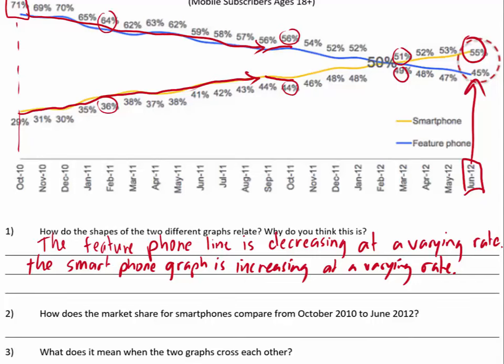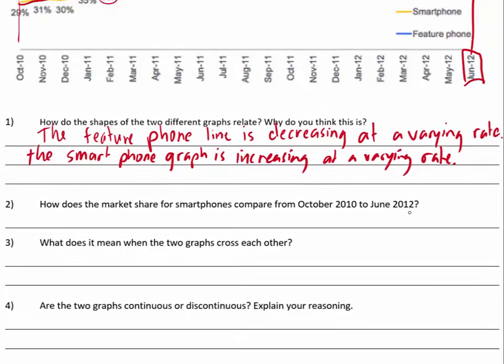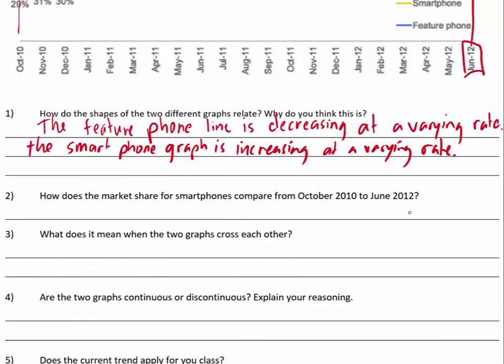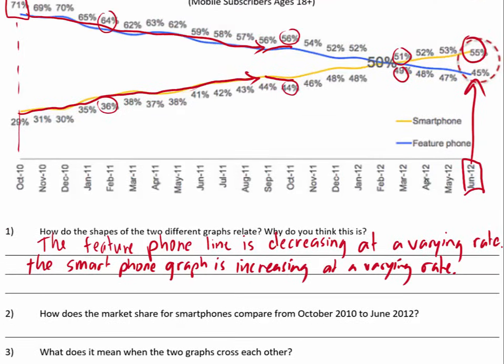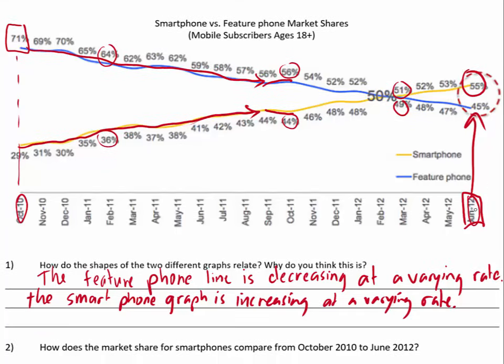Now the next question asks, how does the market share for smartphones compare from October 2010 to June 2012? Okay, so let's go back to the graph. October 2010 is right here. June 2012 is the very last date. So we're asked about the market share for smartphones, right down there. So smartphones, that would be the yellow graph.